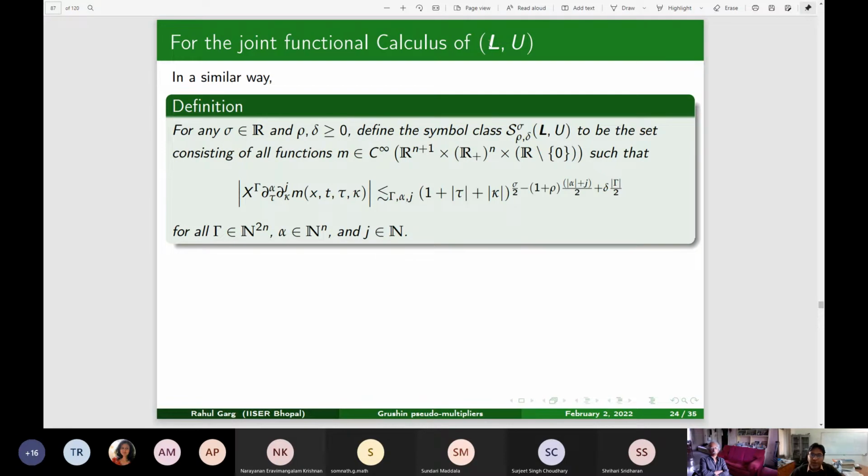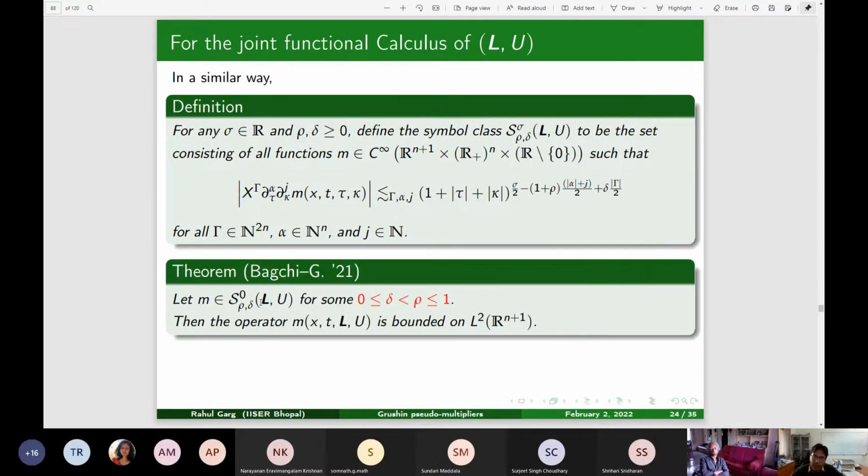So let's discuss a little about joint calculus. In an analogous way, if I am looking for joint calculus, I should look at the multivariable R plus to the power n. I call it the tau variable, and the last variable lambda I am calling the kappa variable. So I look at the exact same situation, with growth delta by 2. For any derivative in the spectral variable tau, kappa, I need 1 plus rho by 2 of mod alpha plus j, and some sigma by 2. So that's the analogous definition for symbols. And what we could prove analogously is that for delta less than rho, if you take S^0_{rho,delta}, we have L2 boundedness.